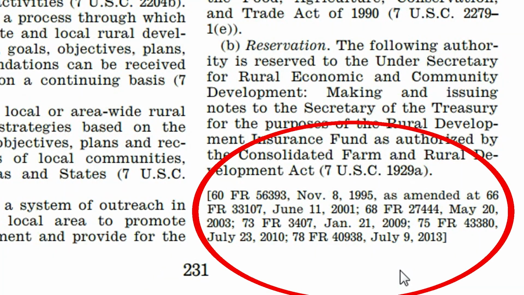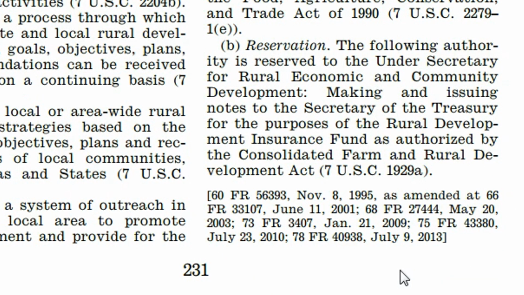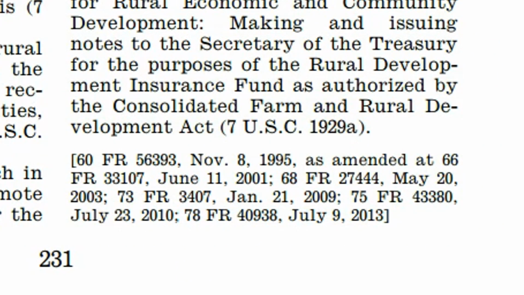Federal Register citations indicate when a part was added or revised. They appear at the end of the section or at the beginning of the part the section is in, just under the table of contents. In this case, we will start with 78 FR 40938. That's page 40,938 of the Federal Register, published on July 9th, 2013.